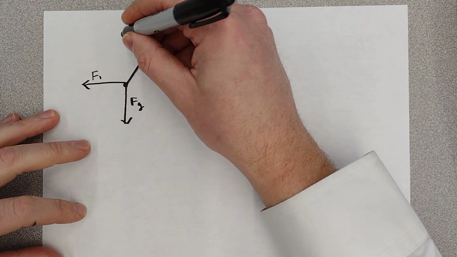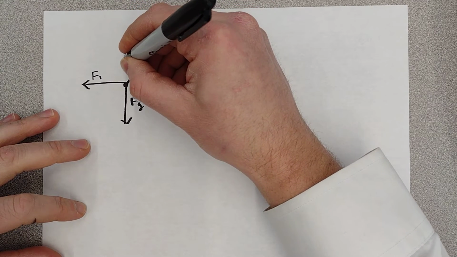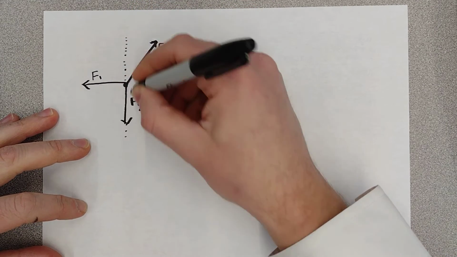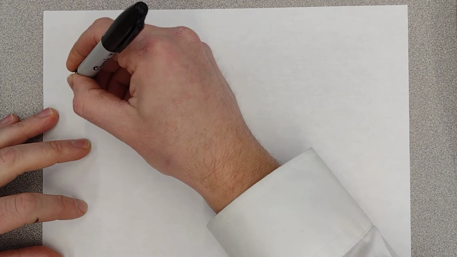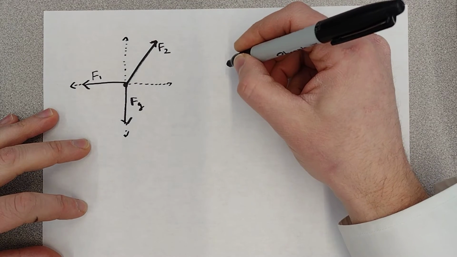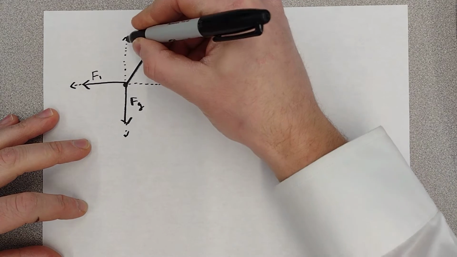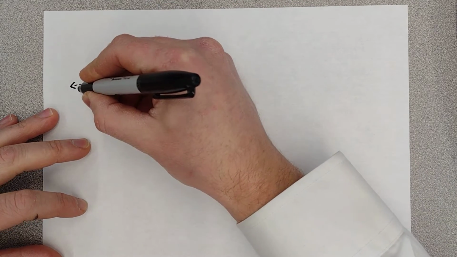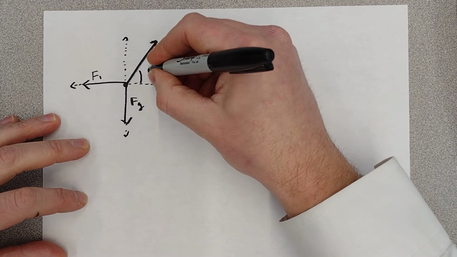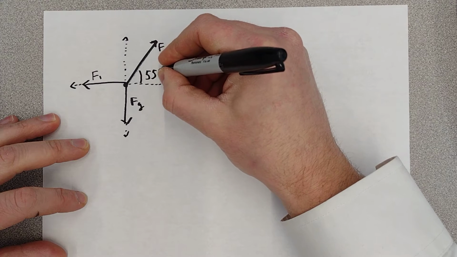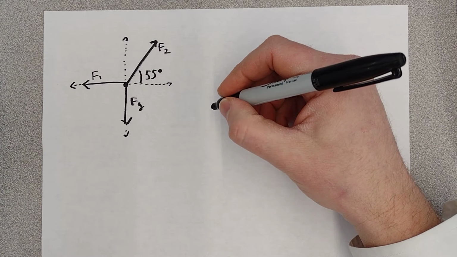Then I'm going to put my axis on my coordinate system. I'm going to use dots to represent the axis. Remember, these are not vectors. This is our coordinate system. This is the positive x direction, positive y direction, negative x direction, negative y direction. And the angle 55 degrees is actually here. All right. So that's part A.